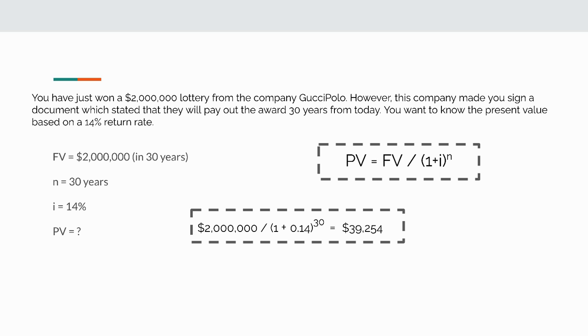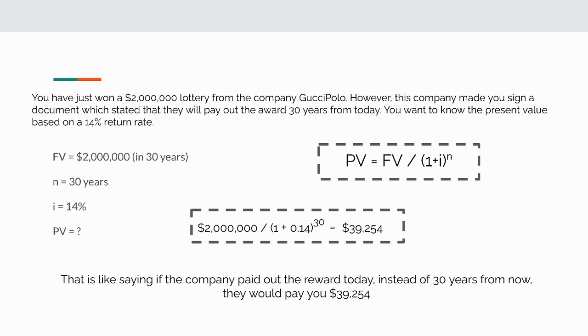Replacing all those variables, we get 2 million divided by 1 plus 0.14 to the power of 30, which gives us $39,254. That's like saying if the company paid out the reward today, instead of 30 years from now, they would only pay you $39,254. So you're pretty much getting scammed, because the money in the future is not going to be worth $2 million anymore. If they paid out that money right now, you'd only get about $39,000, not $2 million.